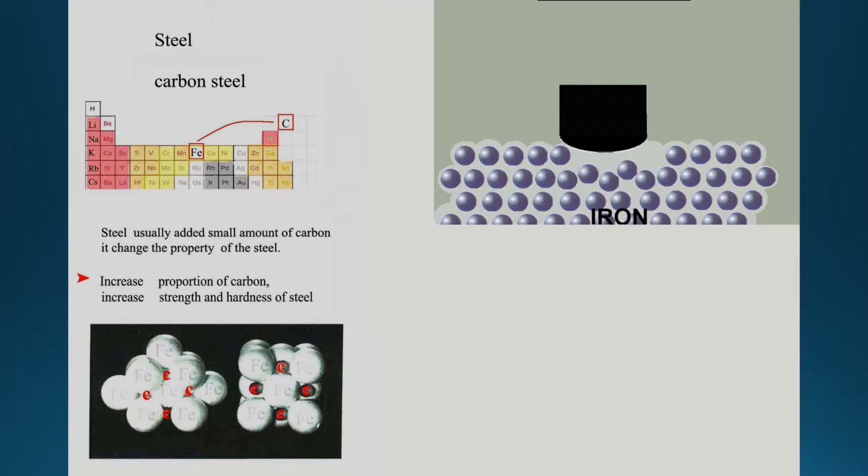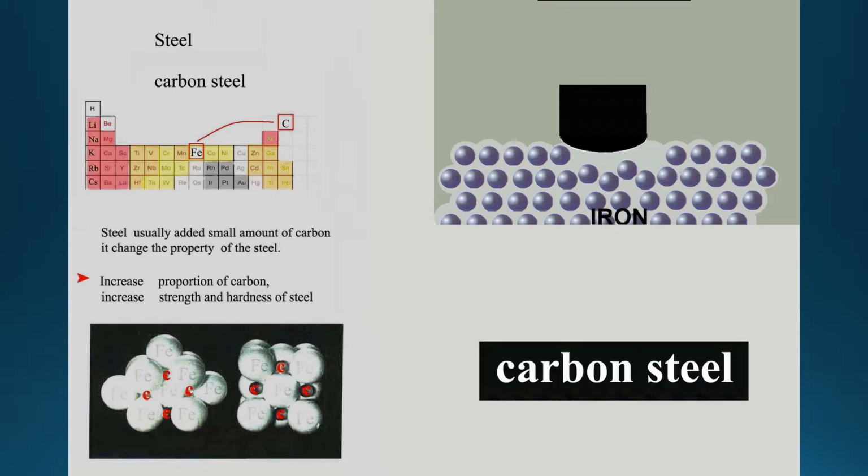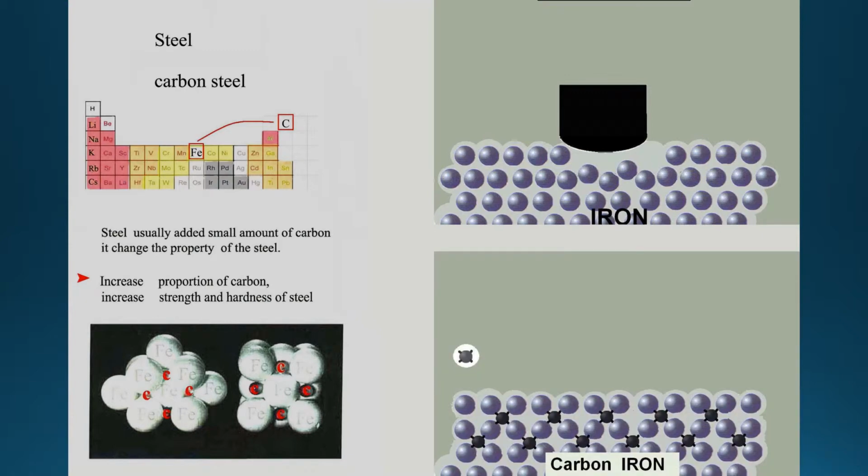But what about if I put carbon into iron, which is called carbon steel? What will happen? Let's watch. In this case, you can see the carbon gaps in the middle of the iron atoms. So this slippery plane is blocked.